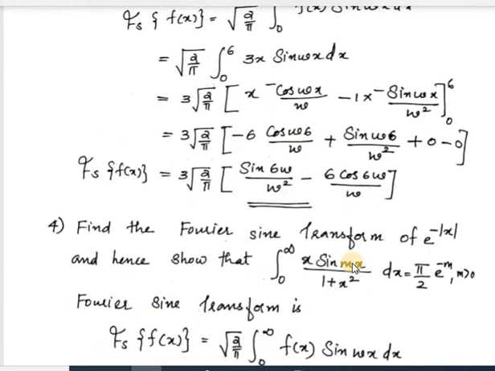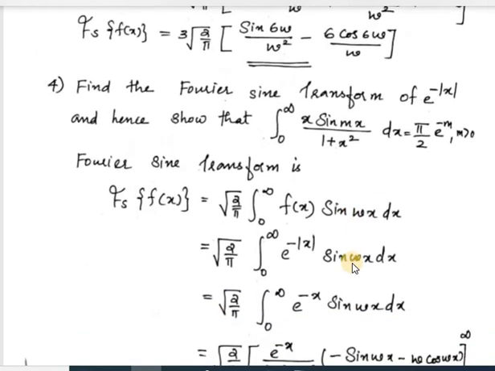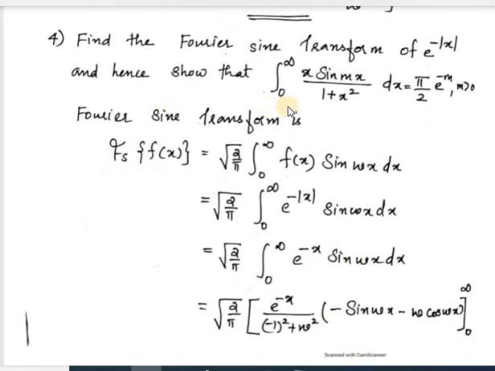Now moving to the fourth question: find the Fourier sine transform of e raised to minus mod x, and hence show that integral 0 to infinity x sine mx by 1 plus x square dx is pi by 2 e raised to minus m, for m greater than 0. So first we have to find the Fourier sine transform, and then applying the inverse Fourier sine transform formula we show this integral. The inverse Fourier formula is applied when the question contains a show that question together with the transform, that is, find the Fourier cosine transform, hence show that. If the question contains a show that question, then we have to apply the corresponding inverse transform formula.